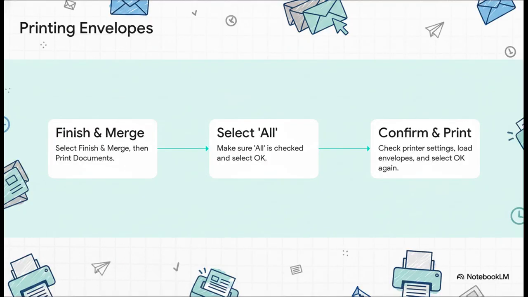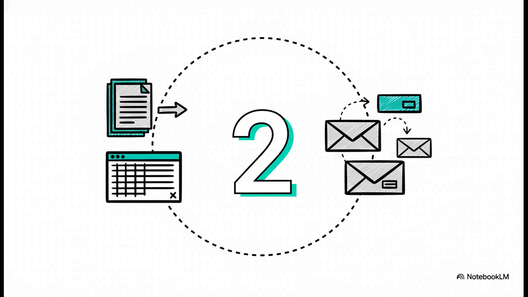Once you're sure everything looks perfect, the final command is Finish and Merge, and then Print Documents. You can choose to print all of them or just a few if you want. Just confirm your printer settings one last time, get your envelopes loaded up the right way, and click OK. Your printer will do the rest of the work. And that's it. You just made two of the most powerful Microsoft Office programs work together as a perfect team.